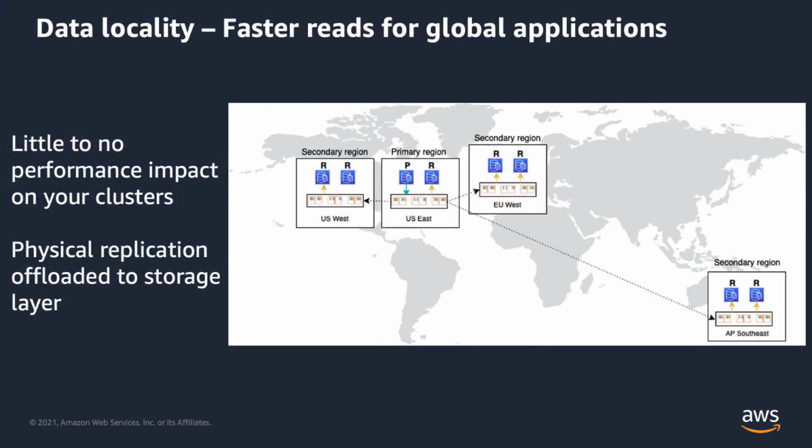And now let's talk about data locality. Since replication is offloaded to the storage layer, there is little to no impact to your application performance because your applications typically interact with the compute layer and they do not participate in this replication. And the low replica lag of less than a second enables you to use these secondary clusters to perform local reads, thus enabling you to build globally distributed applications that can read data from clusters that are closer to the end user's region and thereby avoiding those cross-regional latencies.